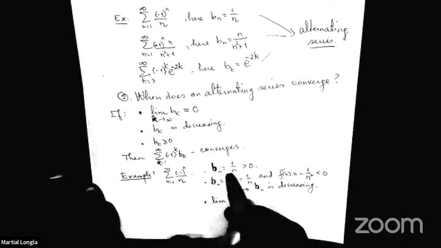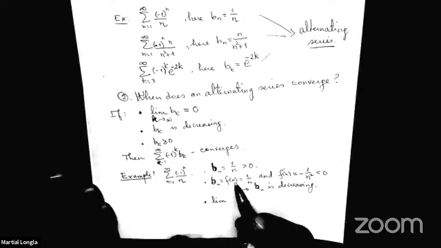So bn is 1 over n, larger than 0. bn is f of n, that's 1 over n. And the derivative of that f is negative. When the derivative is negative, that means the function is decreasing, so the sequence is decreasing. That's why bn is decreasing. And then we take the limit as n goes to infinity of bn. That's the limit as n goes to infinity of 1 over n, and this limit is 0.